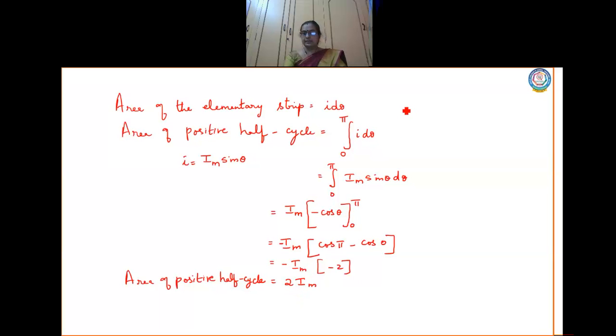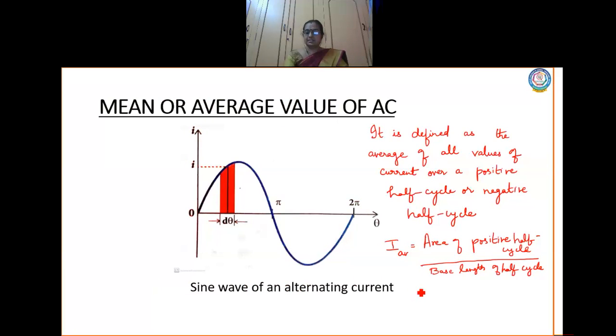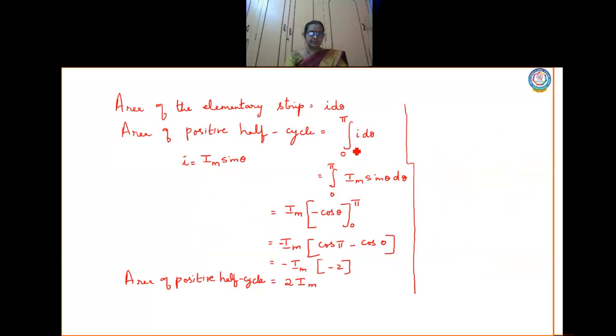What is the formula I wrote? I wrote the formula for I average. What is the formula for I average? I have written here. Look at this. I average is equal to area of positive half cycle divided by base length of half cycle. So let me write this as I average equal to, what is the area of positive half cycle? Just now I found out.